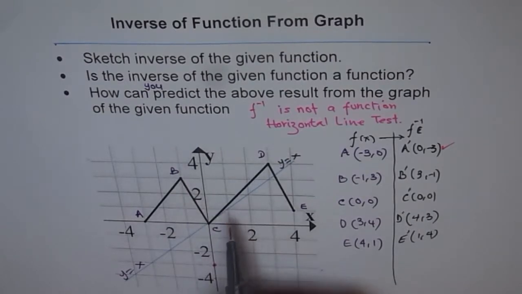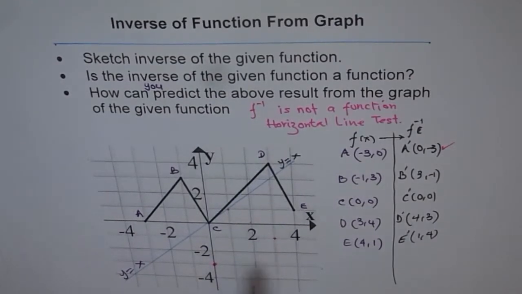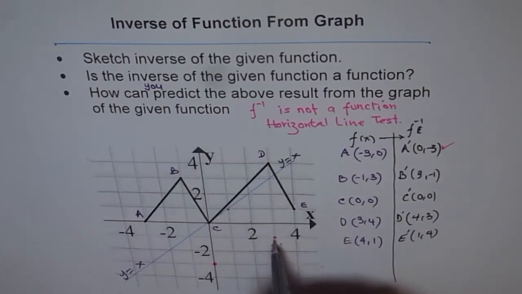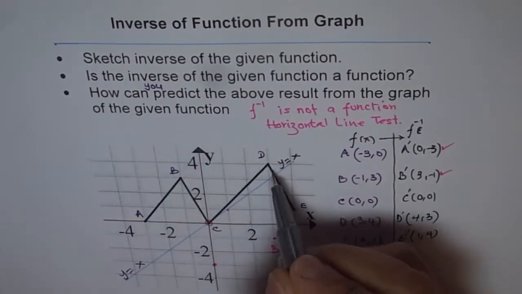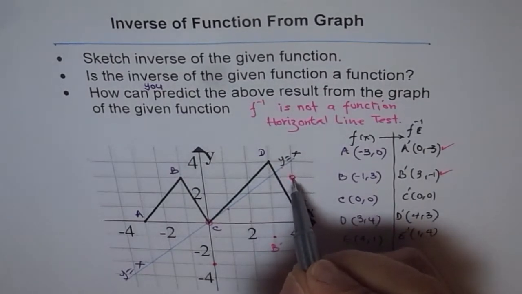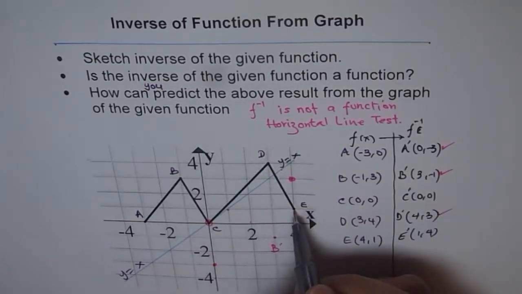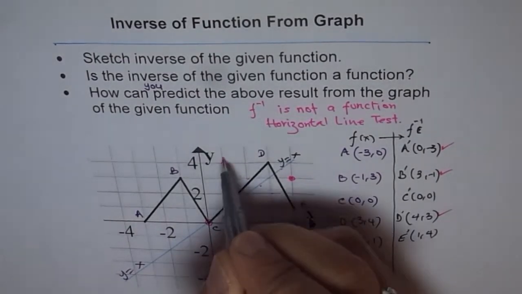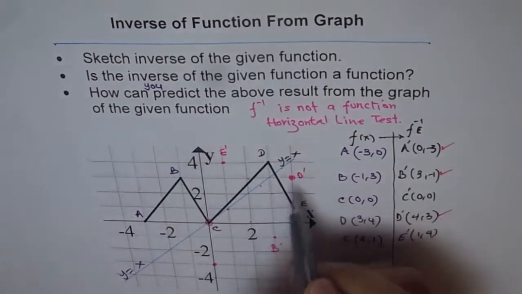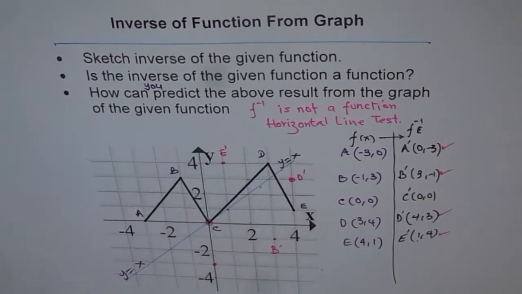Now for B, let's count. So we go diagonally, we get 1, 2. So that is the position of B dash, right? So we'll write B dash here, and the coordinates for B dash are 3, minus 1. Similarly, C will be the same point, and D, half units, so half a unit is here. So we get D dash here, which is 4 and 3. 4 and 3 is correct. For E, we can go 1 and a half, half and 1, right? So we get the reflection of E, which is E dash, and this is D dash. E dash is 1 and 4. So that is how we can get our image points.